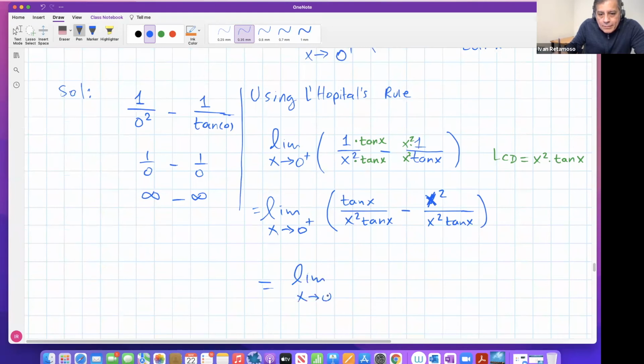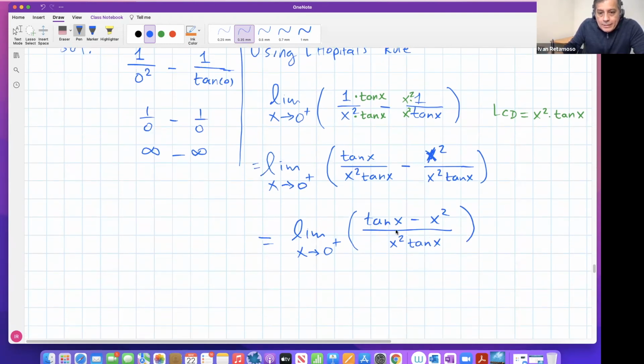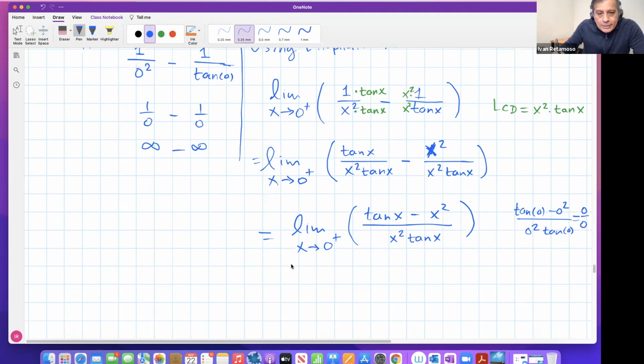Limit as x approaches, not infinity, 0 from the right of tangent of x minus x squared, all over x squared multiplied by tangent of x. Follow, guys? Now I have a quotient. And moreover, if I substitute 0 in that quotient, I have tangent of 0 minus 0 squared over 0 squared times tangent of 0. Indeed, I get 0 over 0, which allows me to apply L'Hopital's. So let's apply L'Hopital's rule.